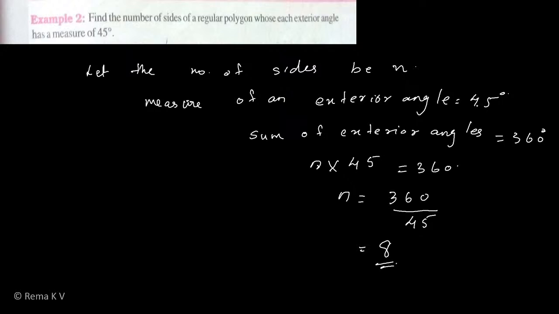Since it is a regular polygon, every angle in the polygon is equal. If the interior angles are equal, the corresponding exterior angles are also equal. And you know that the sum of the exterior angles of a polygon is 360 degrees. Since there are n sides, there are n angles, each of measure 45. So the total is n into 45 and it is given as 360. Therefore, n is equal to 360 by 45, which is equal to 8.